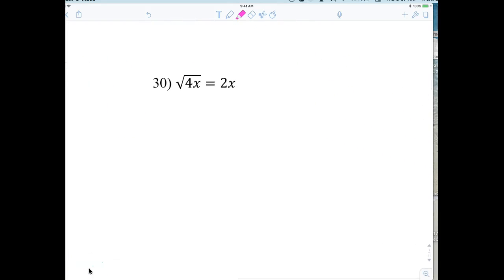Okay? Here we go. Squaring both sides. Put a star by this one. This one's a nice one too. When I square both sides, I get 4x equals 4x squared. Everybody good with that? Remember, this is in parentheses. I should put that there. All right, now it's a quadratic.